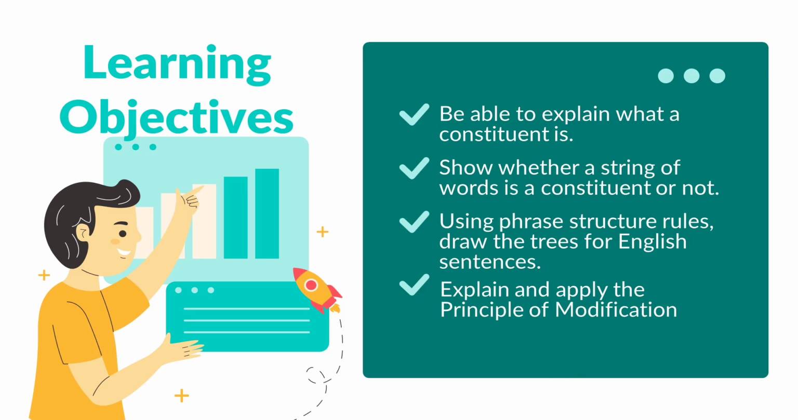But before we take a plunge to the most highlight of this episode, these are the learning objectives. Be able to explain what a constituent is, show whether a string of words is a constituent or not using phrase structure rules, draw the trees for English sentences, and explain and apply the principle of modification.